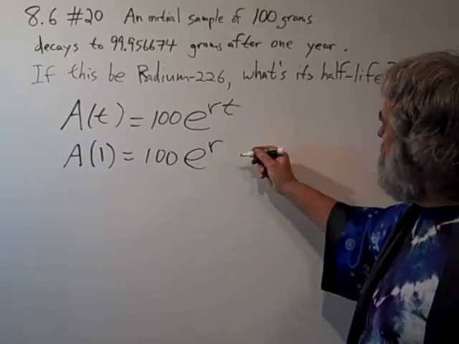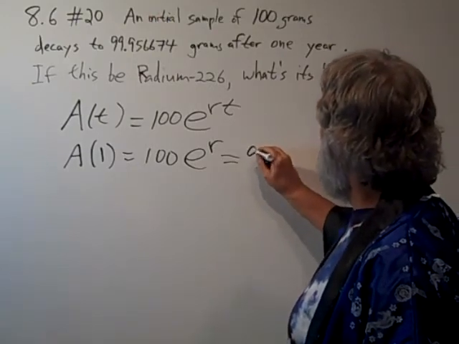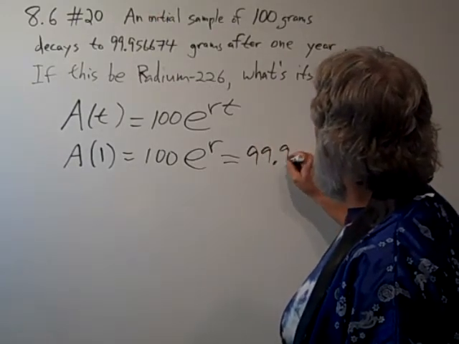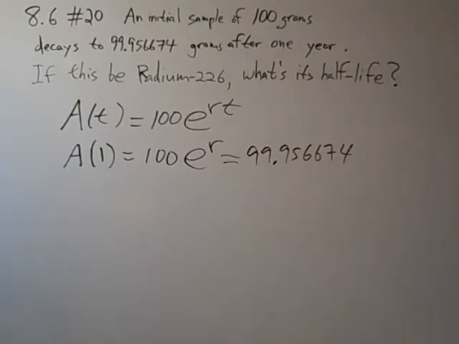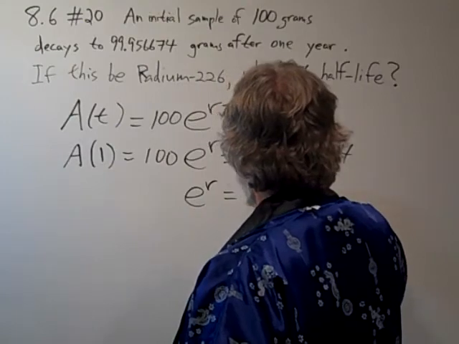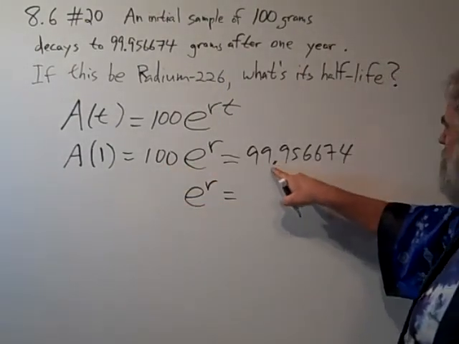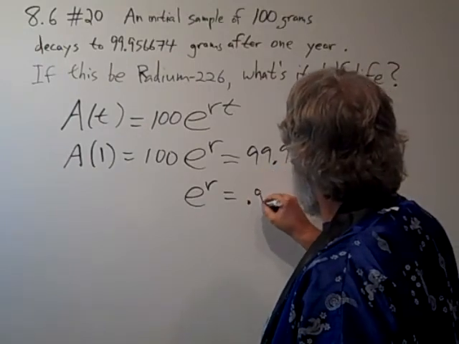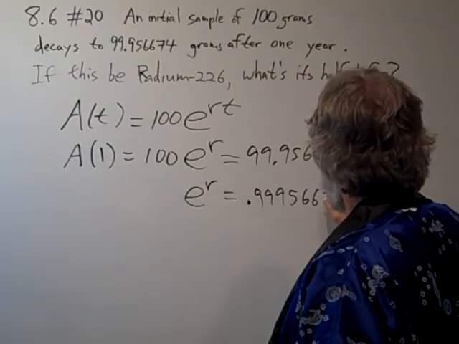And we're told that after 1 year, it's decayed to, instead of 100, 99.956674 grams. Dividing both sides of this equation by 100, we get e to the R is equal to, well, dividing by 100 shifts the decimal place over twice, so 0.99956.